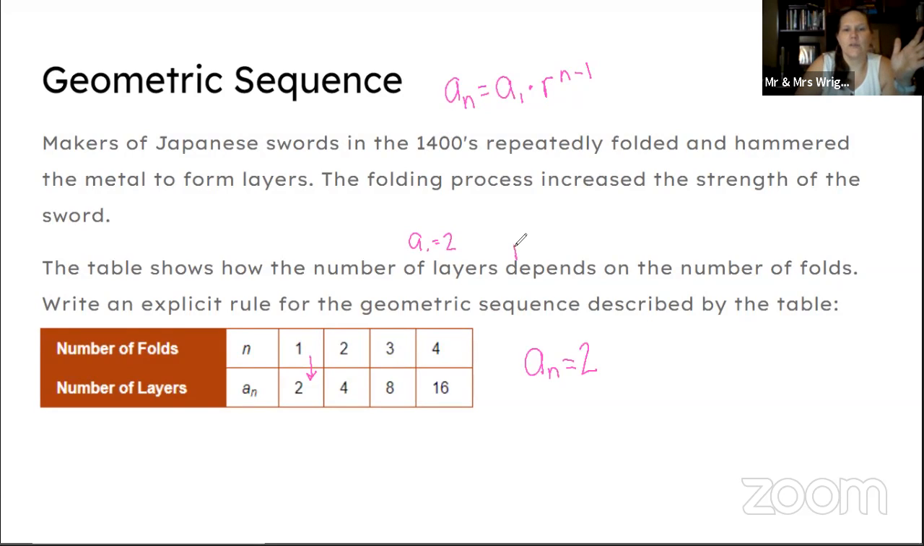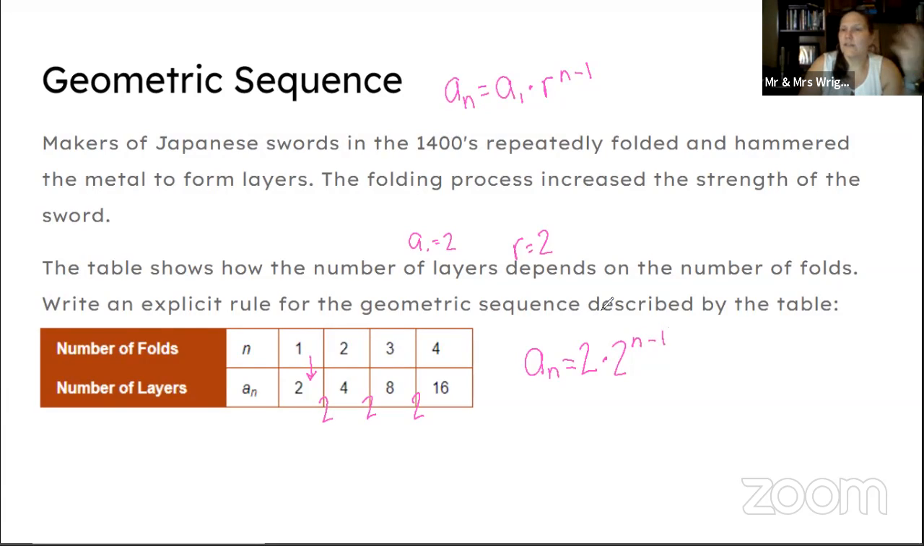Now the rate, we need to figure out what the rate is. We haven't figured out the rate yet. So we need to figure this out. 16 divided by 8 is 2. 8 divided by 4 is 2. 4 divided by 2 is 2. So our rate is 2. So I'm going to plug 2 in for the rate as well. And then I leave my n in the equation, n minus 1.